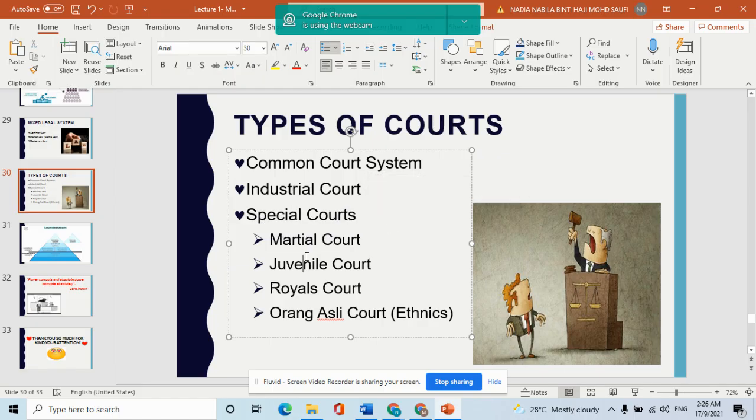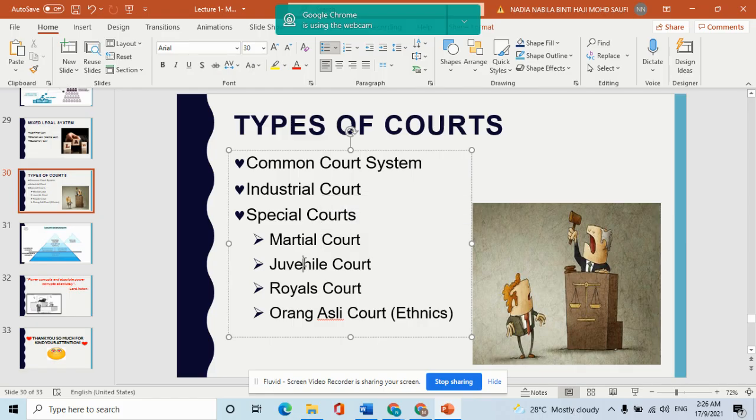Special courts govern only these four categories of people: martial court, juvenile court, royal court, and orang asli court, the ethnic court. The martial court is for the uniformed, for the army, for the police. This is where they are taken whenever they are conducting any court session.